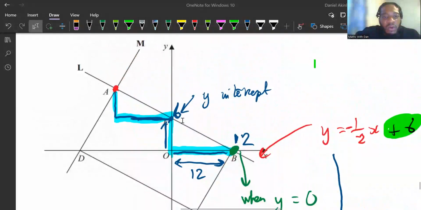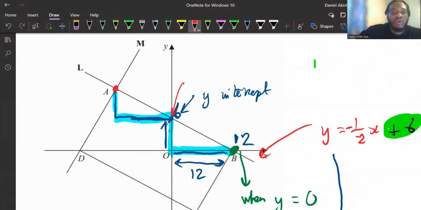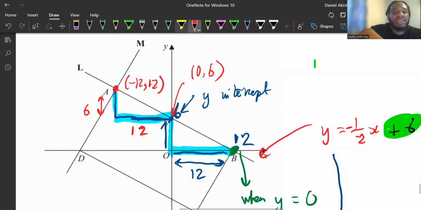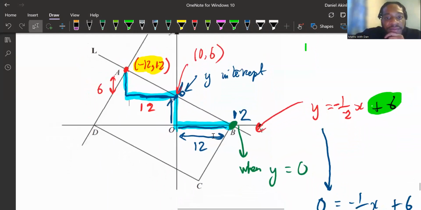And now, remember, what is the coordinate of this point here? This coordinate here, I'm going to write here, is (0, 6), right? So if I go across by 12 again, remember, I'm going back on myself, and then I'm going up 6 again. If I go across by 12, I will be at minus 12 for the x coordinate. And then I'm going 6 above 6, so it will be 12 here. So the point A is (-12, 12). Does that make sense so far?